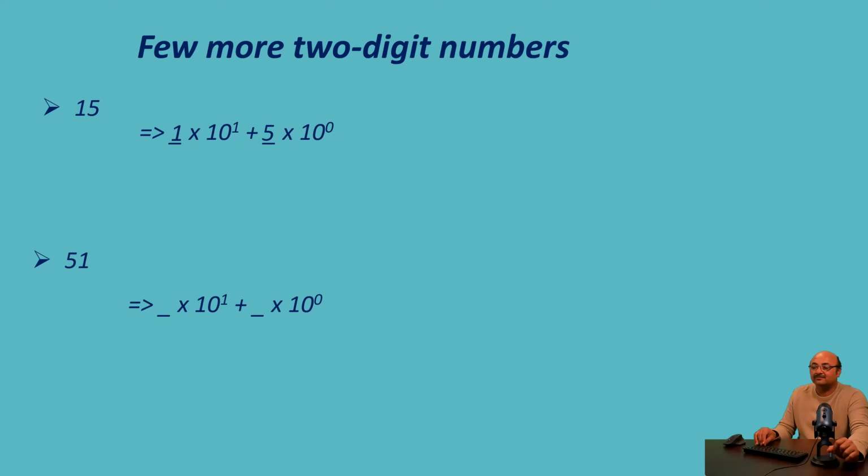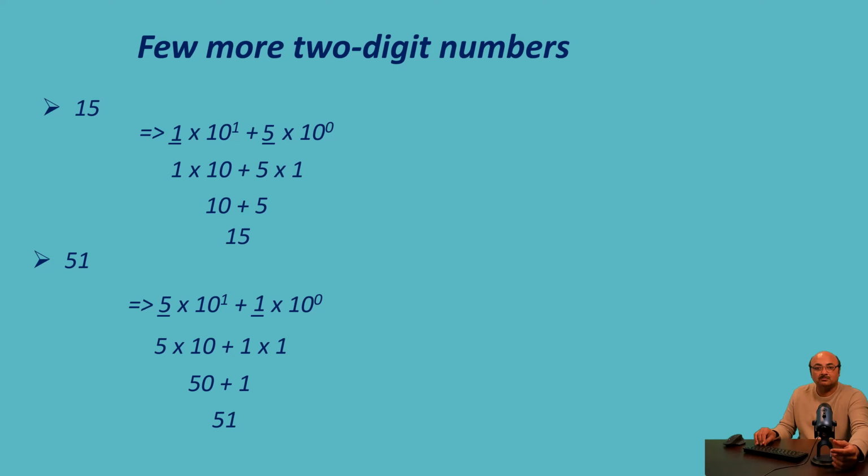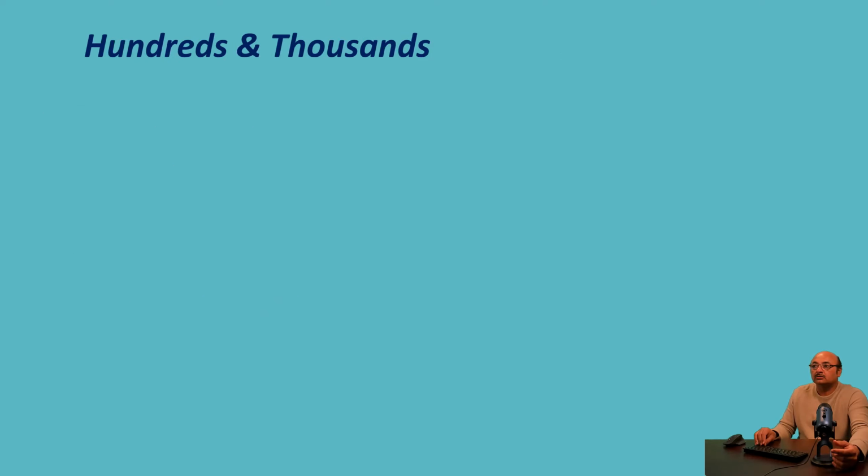1, 5, 5, 1. Okay, it results in 1 into 10 plus 5 into 1. And here it results in 5 into 10 plus 1 into 1. Results in 10 plus 5 and 50 plus 1, 15, and this is 51. Okay. Move on to hundreds and thousands.